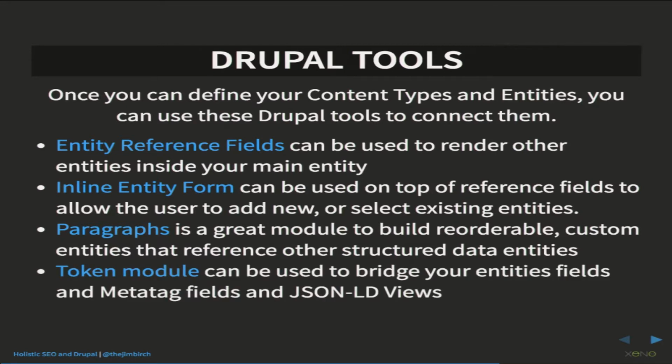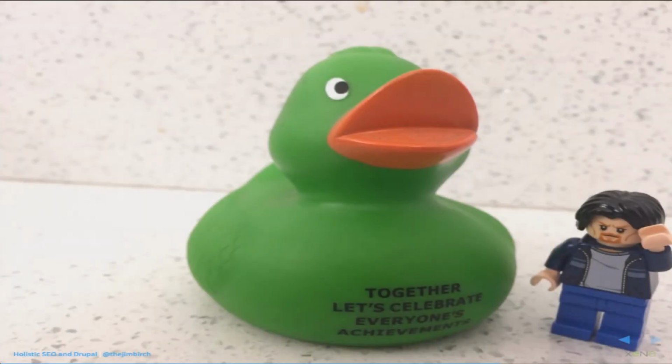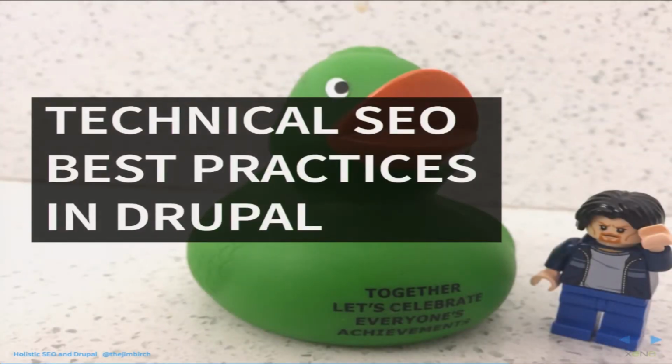And then the token module. Token module can be used to bridge all these entities using meta tag and JSON LD views. So now that I know this is a video, I can take that video information and use it in my meta tag, so this has a video, or use it in my JSON LD. So we'll get into that right now with technical SEO best practices in Drupal.